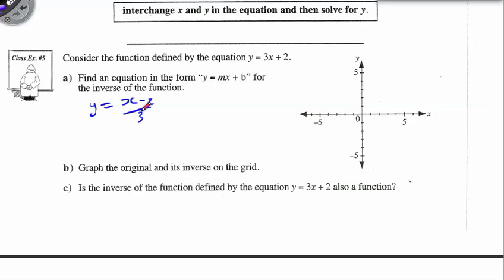Now another way to write this, if you want, is that you can divide both the x and the -2 by 3. So y could also equal 1/3 x minus 2/3. And they wanted us to write it in that form here. That's the part I missed out on. So slope is 1/3, crosses the y-axis at -2/3.